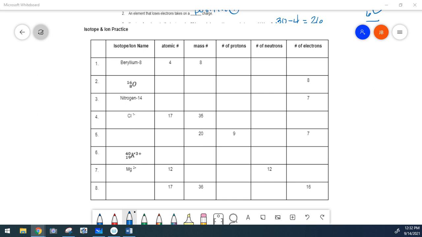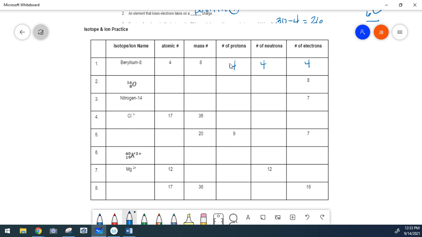Okay, so now let's fill out this chart with all of it together. Ions, isotopes, and atomic mass. So beryllium has an atomic number of 4, so how many protons does it have? 4. It has a mass of 8, so how many neutrons? 8 minus 4 gives you 4, and there's no charge on it, so how many electrons does it have? 4.